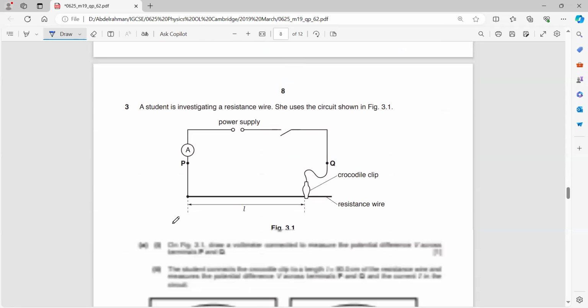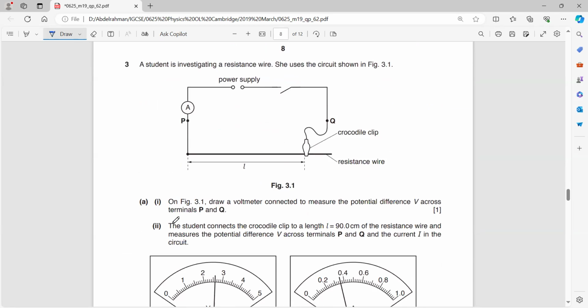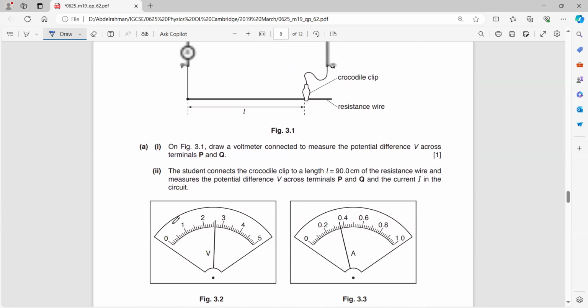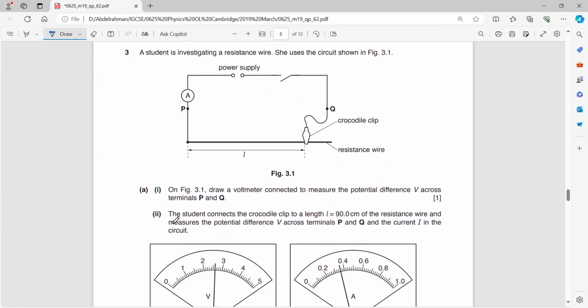Question 3, very quickly. We have a circuit. On figure 3.1, draw a voltmeter to measure the potential difference between P and Q. This is a very easy voltmeter between P and Q.